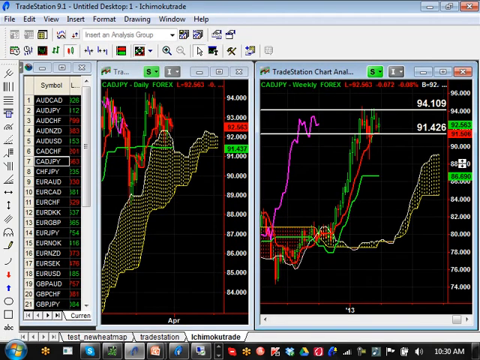CAD yen. This thing is still very strong. It bounced off its minor support level at 91.42 and can possibly now get to 94.10, which is its resistance level. Everything's still very, very strong to a point.